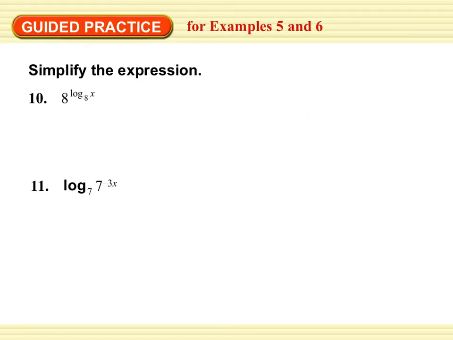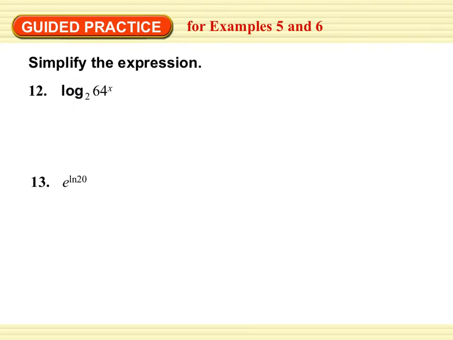All right, let's simplify the expression. Remember, when all these match, my answer is x. Those are lovely, aren't they? Log base 7 of 7, my answer is this. So you just have to remember the pattern and you'll be good.